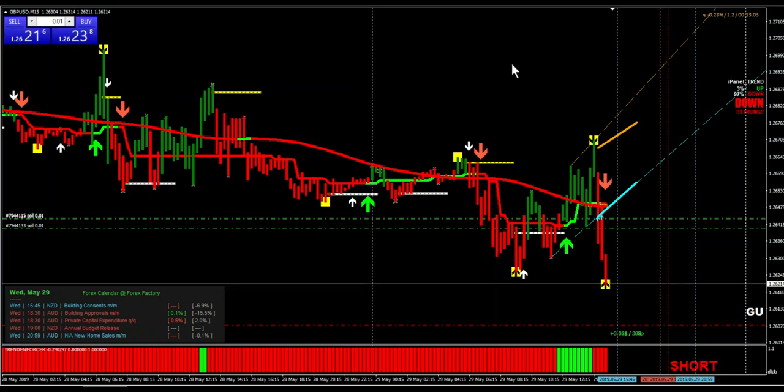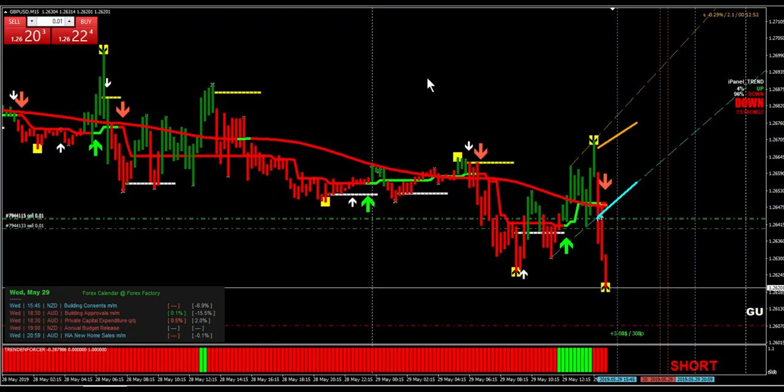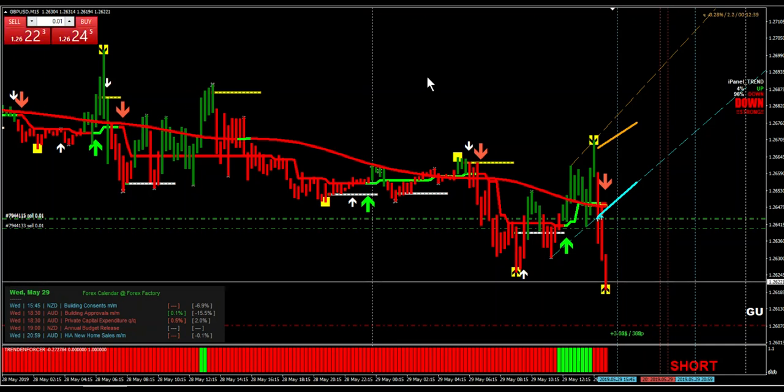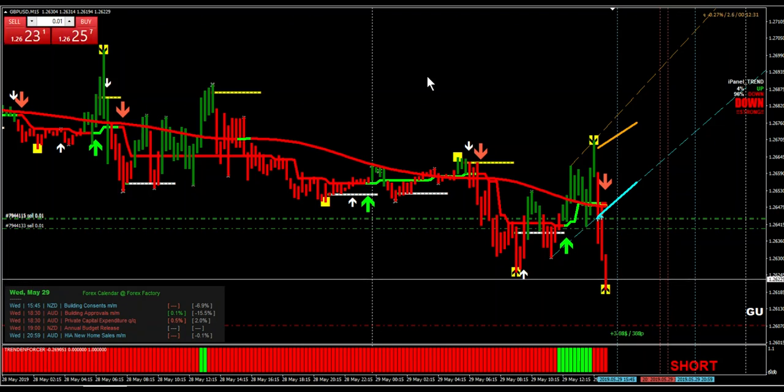Okay, it just came up with the reversal indicator. That reversal indicator doesn't mean anything until we get a green arrow. Till then, it could just keep going down. It just tells you that we have change coming. Now we're more than halfway to target, so we'll see what happens.